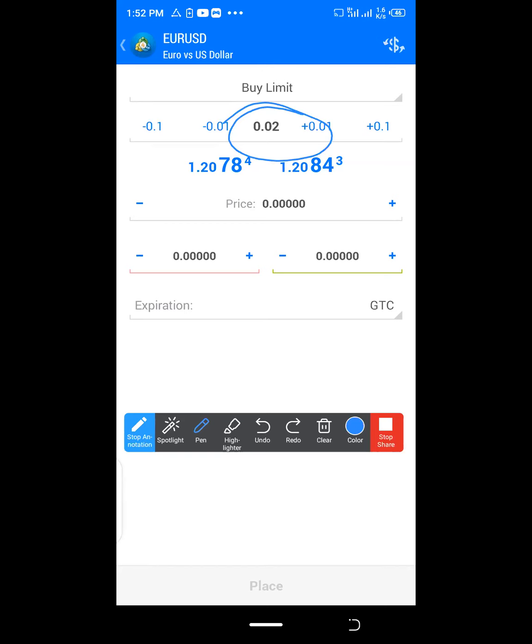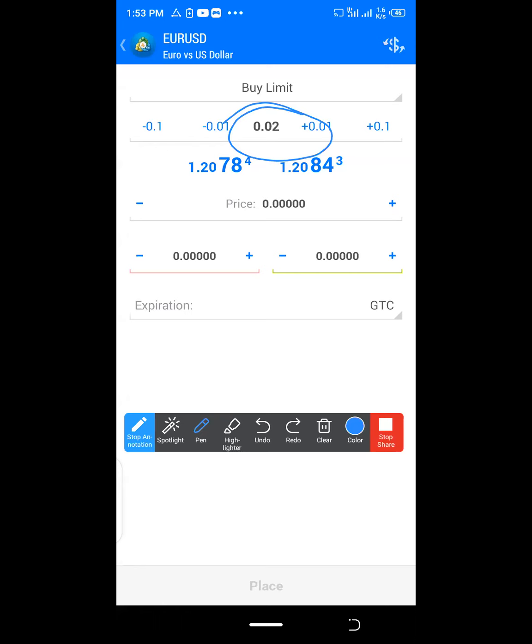Now, we have 3 types of lot size in the foreign exchange market. We have the micro lot size, we have the mini lot size, and we have the standard lot size. The micro lot size ranges from 0.01 to 0.09.